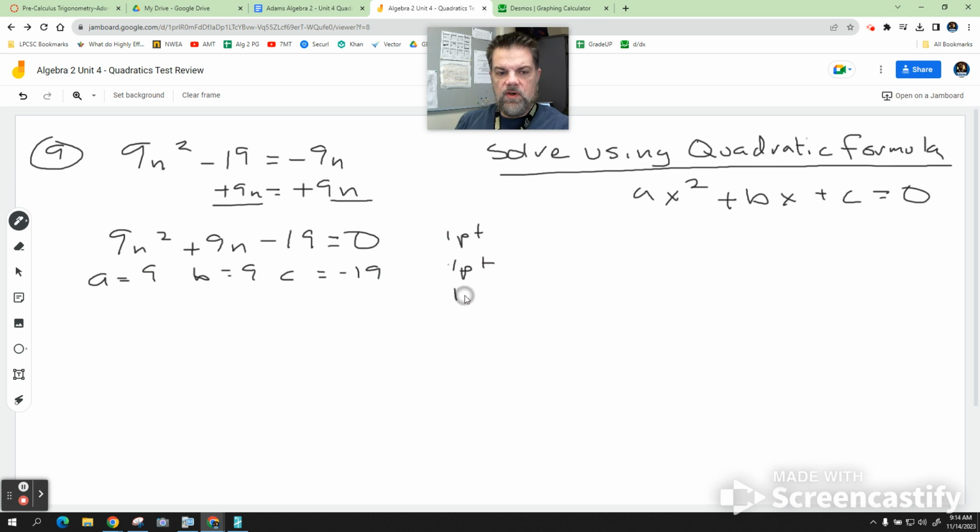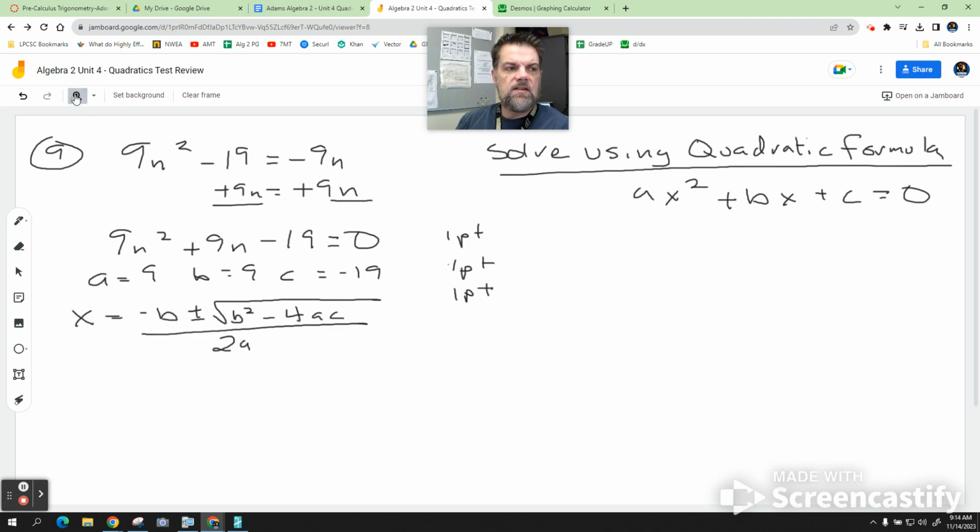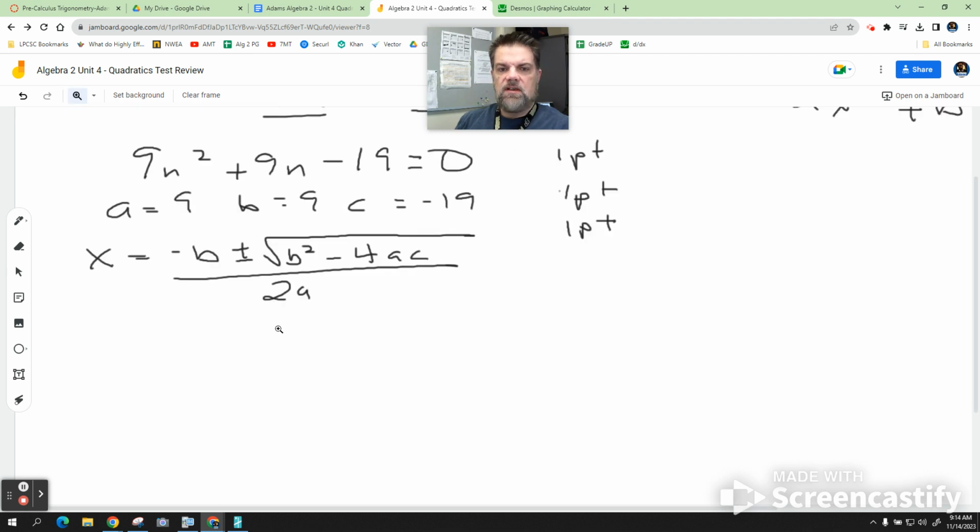The third point, you got to write out the formula. x equals negative b plus or minus the square root of b squared minus 4 times a times c, all over 2a. Okay? So if you just do that, you're going to get 3 out of the 5 points.